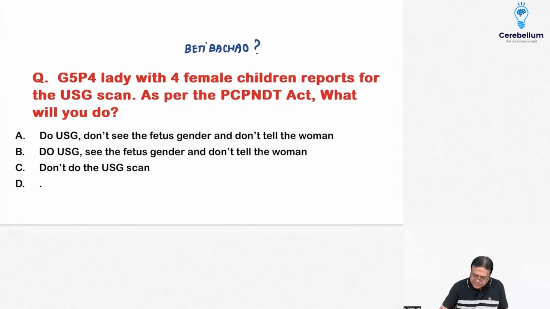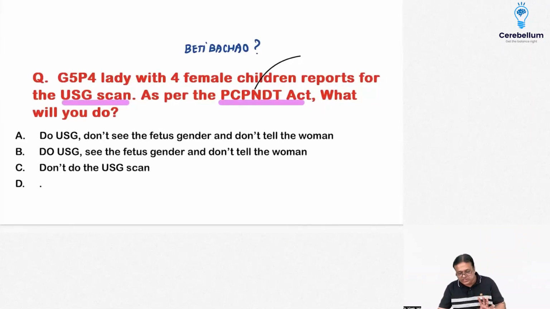This was a question from the PC PNDT Act. This was a separate question. Some mentioned that they also had Beti Bachao, Beti Padhao, Beti Bachao Andolan in the question. PC PNDT Act, what did you mark? They gave a situation where a woman reports to you for a USG scan. She already has 4 children. What will you do? Will you do a USG scan? If you do, will you look at the fetus gender and not tell the woman? Or you will not see the fetus gender and not tell the woman? Or you will not do the scan at all? So what did you mark, friends?